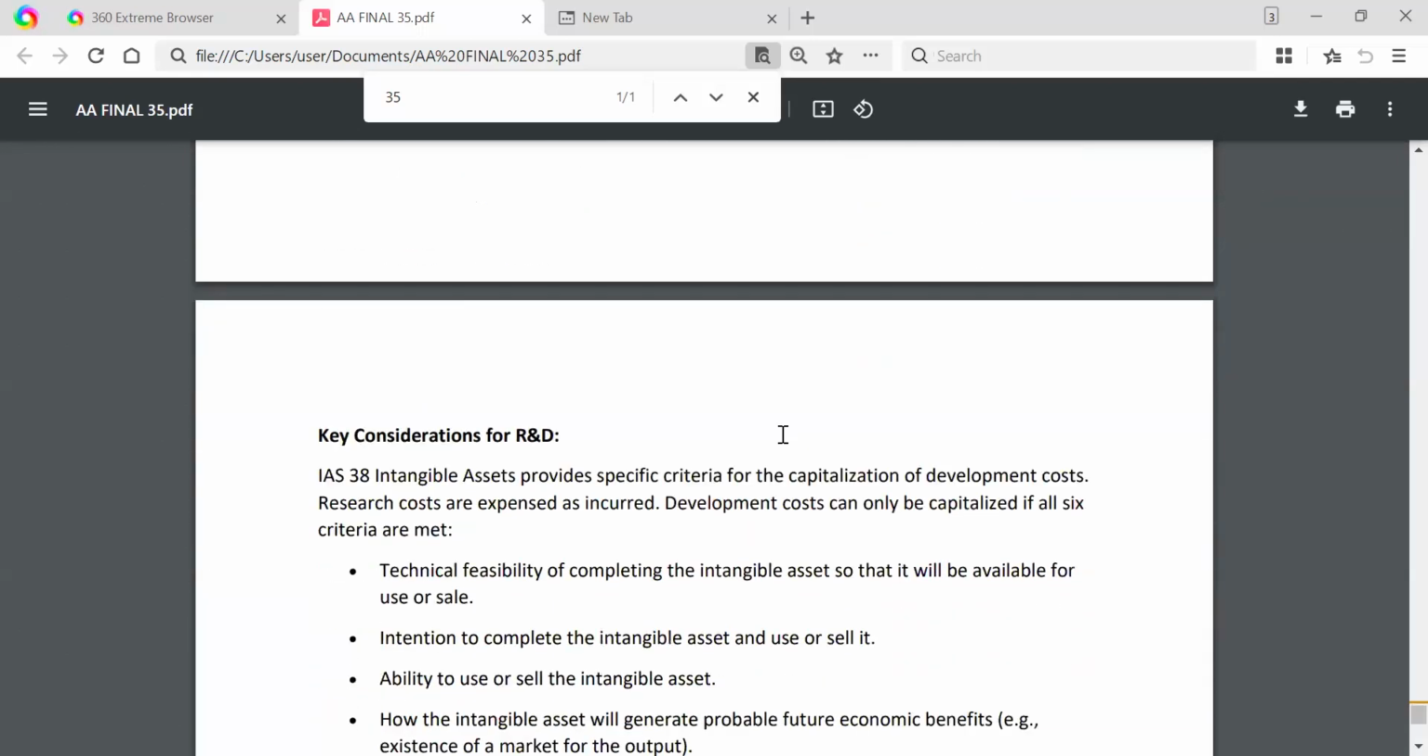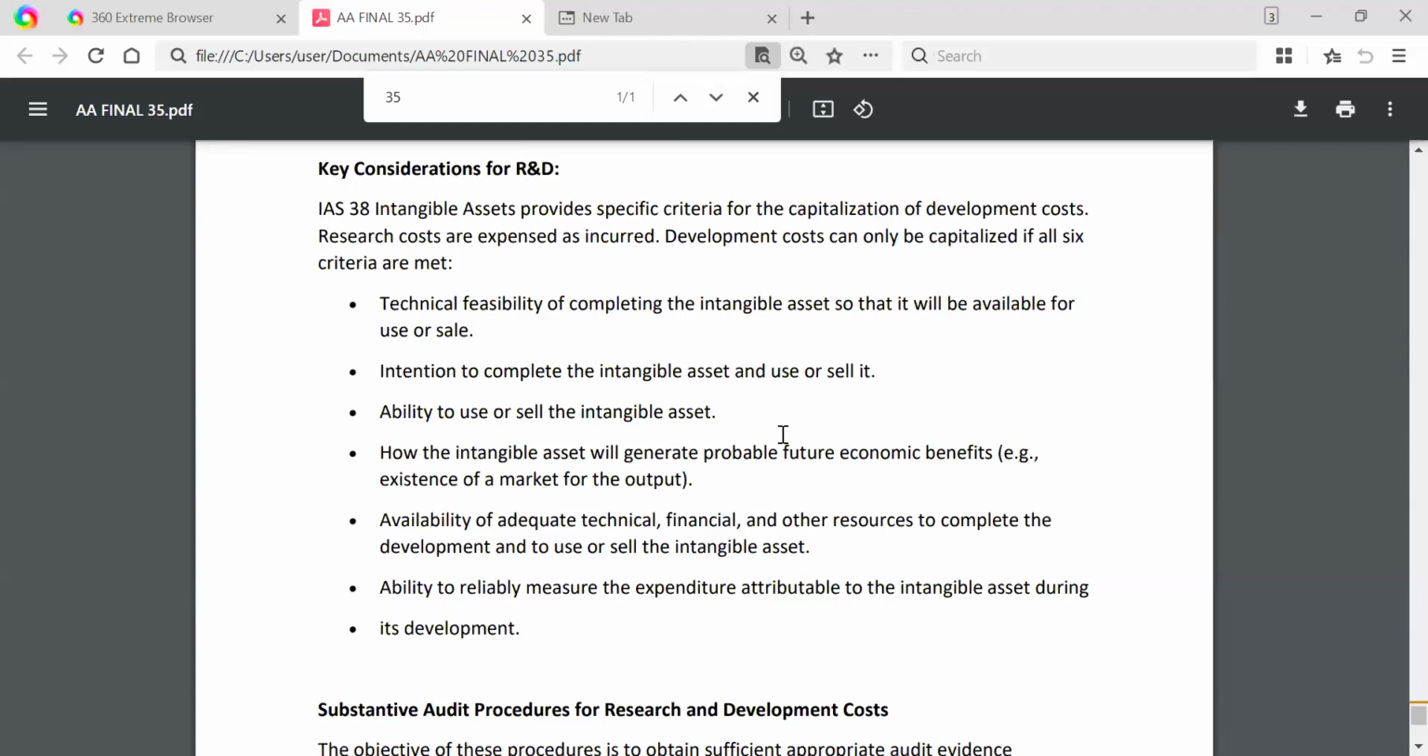So we are told, ladies and gentlemen, very, very fast. Key considerations for research and development: IAS 38, Intangible Assets, provides specific criteria for capitalization of development costs. Research costs are expensed as incurred. Yeah, they normally go to P&L. Development costs are only capitalized if all 6 criteria are met.